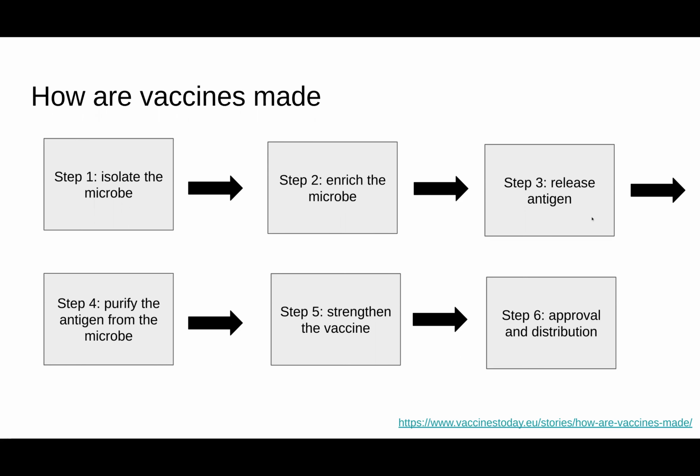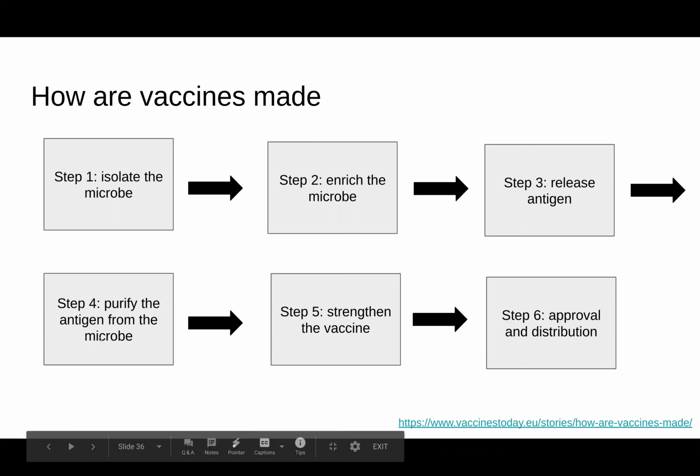Step 3, we need to release the antigen, and this means either we break the microbe apart to get the parts that we need, to get the toxin we need, to kill the virus or the bacteria, or to essentially weaken the virus or the bacteria. So that's what we mean by release the antigen. We need to make it ready for the vaccination. Next up, we need to purify the antigen from the microbe.